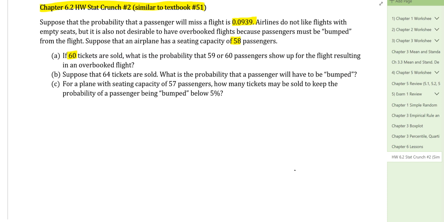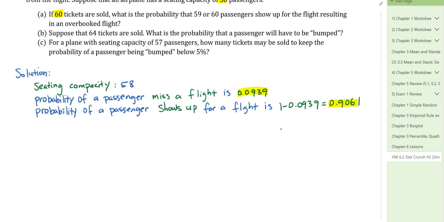Before we start, let's understand the problem. The probability that a passenger is going to show up for a flight is 0.9061, which we get from 1 minus 0.0939. And the probability a passenger does not show up is 0.0939, and we have a seating capacity of 58. Okay, so write down the information.